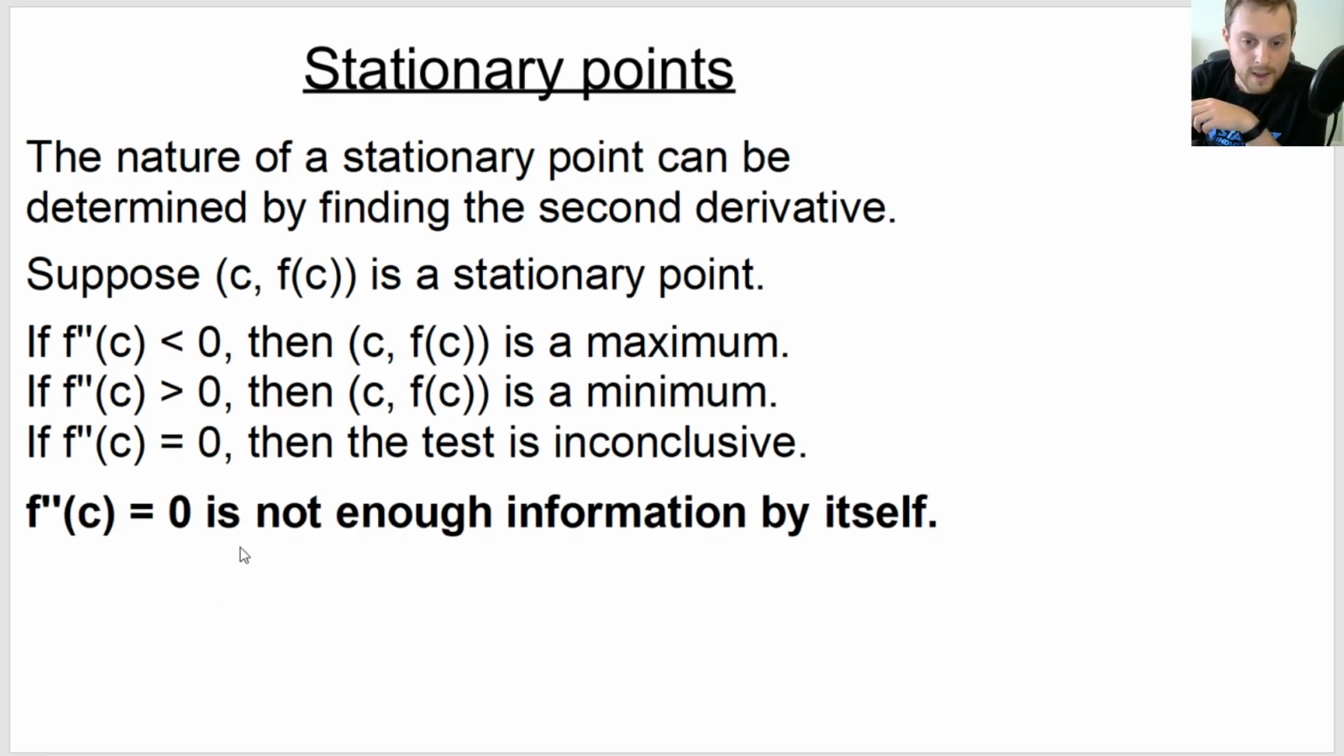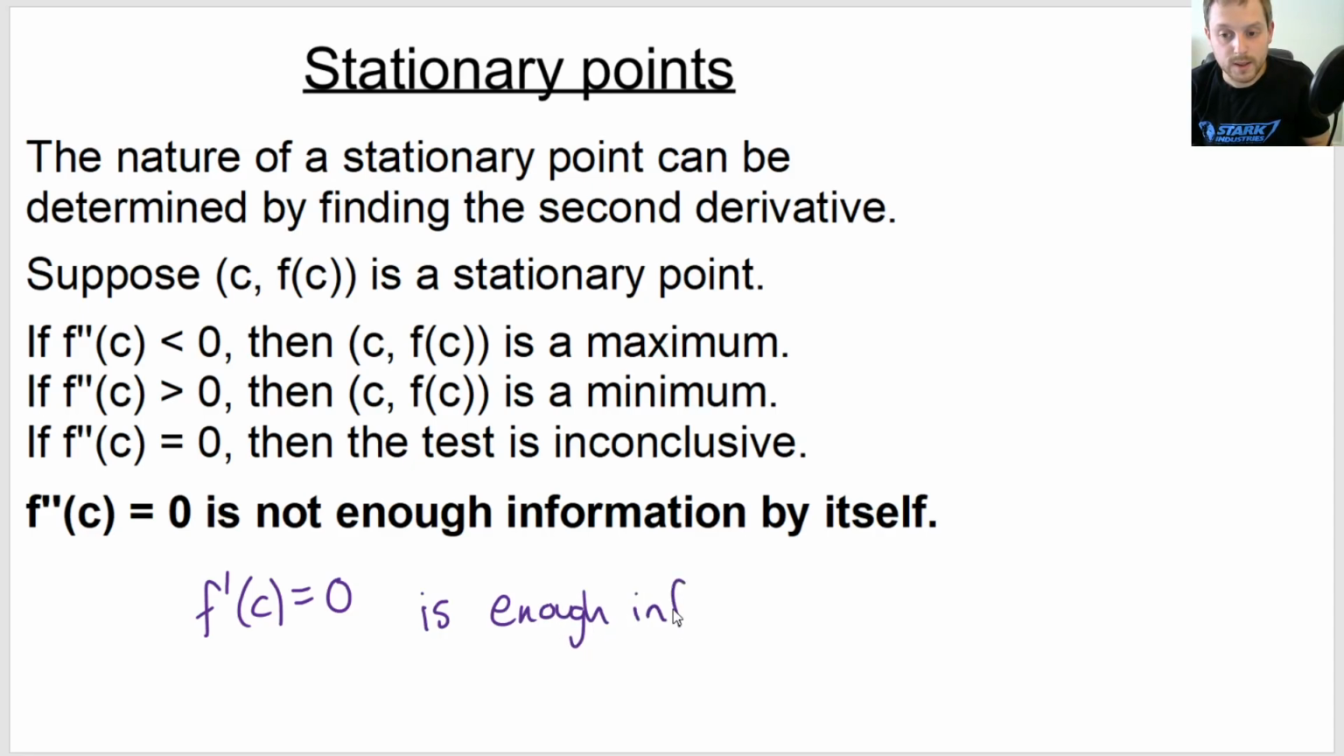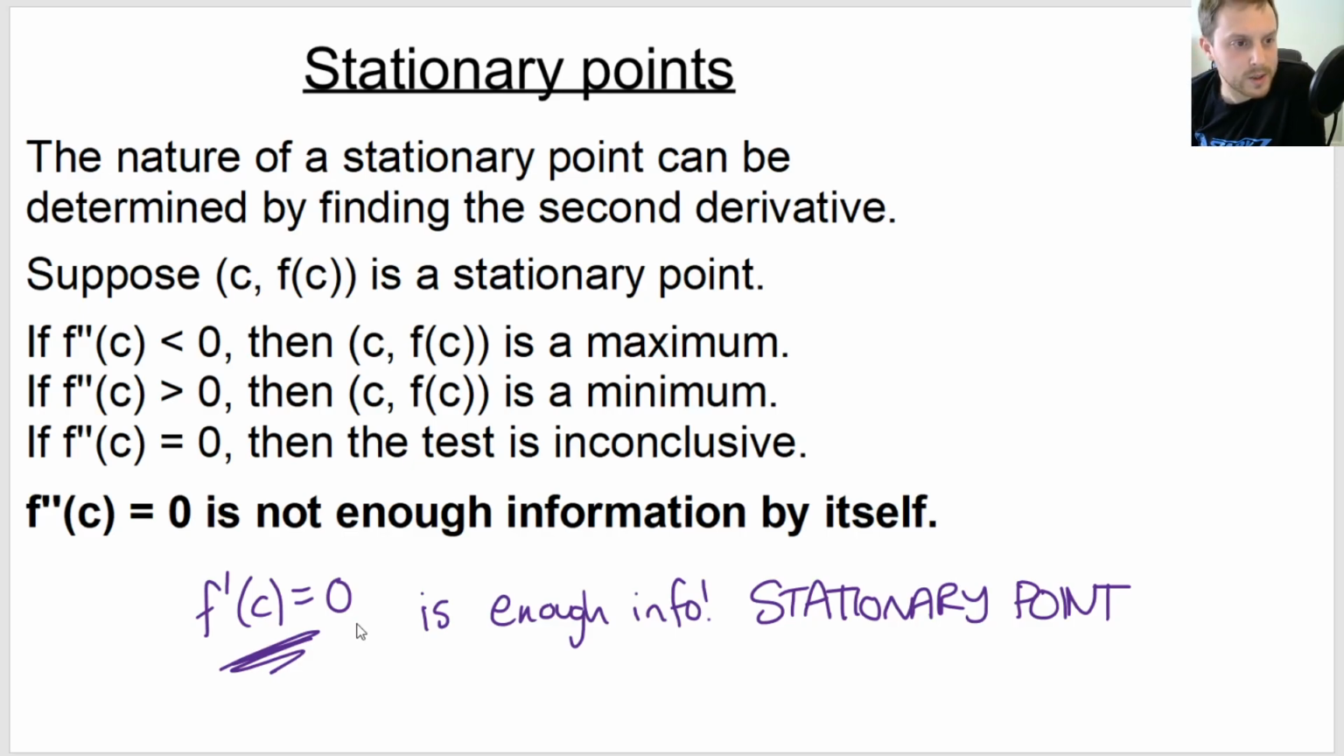But if you were to compare that to f dash of x equaling 0, something equaling 0 is enough info to get something interesting. It means you've got a stationary point, right? So it's quite useful to differentiate and set equal to 0, because you get where it's flat, and that's possibly where you have a maximum or a minimum. And of course, you can work those out by either looking with your eyes or by using the second derivative test.